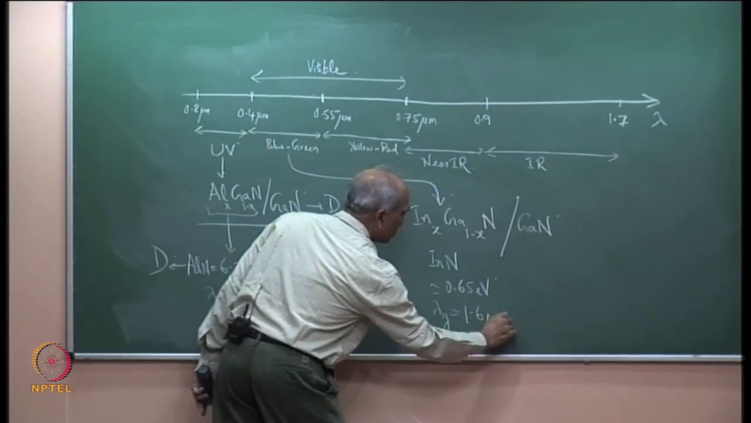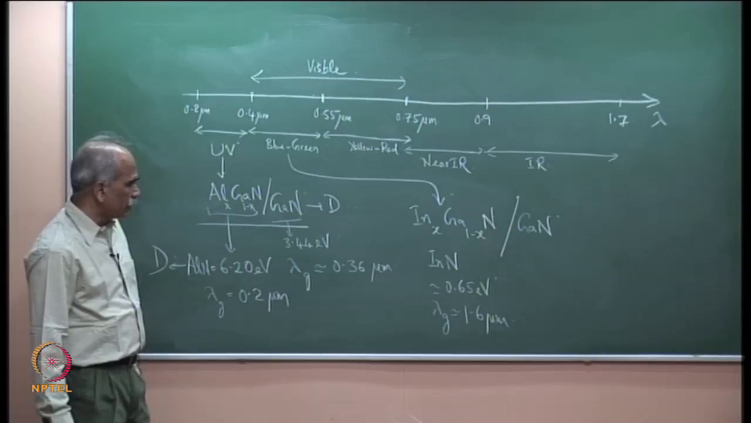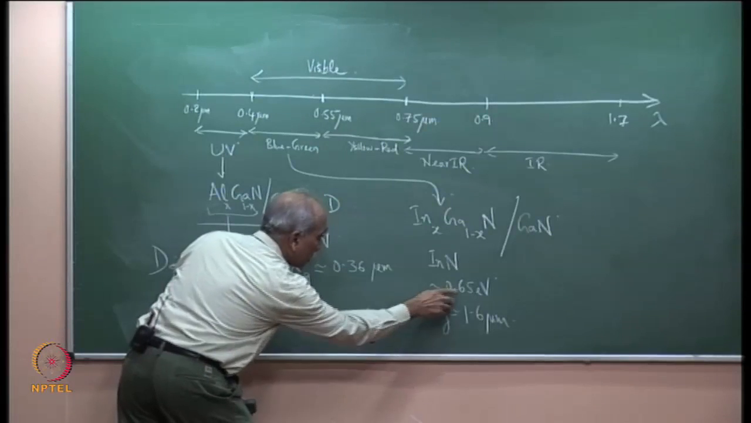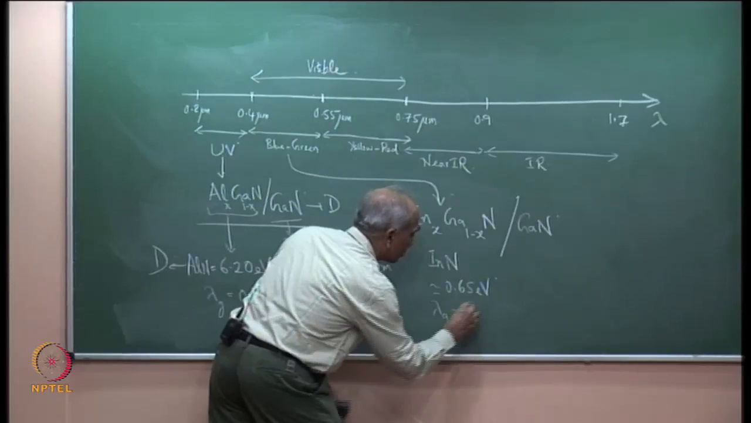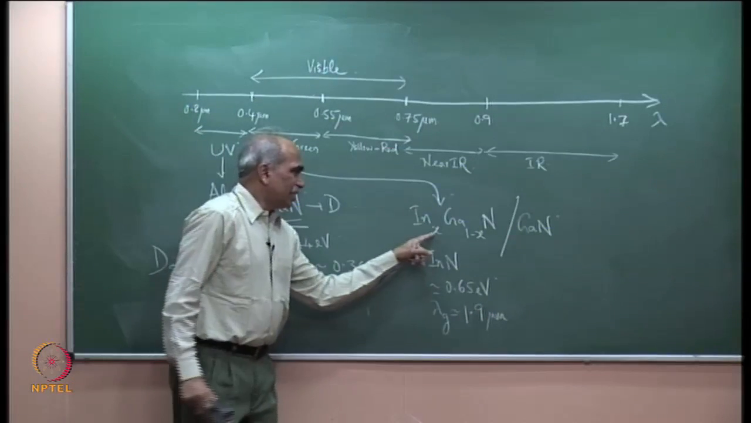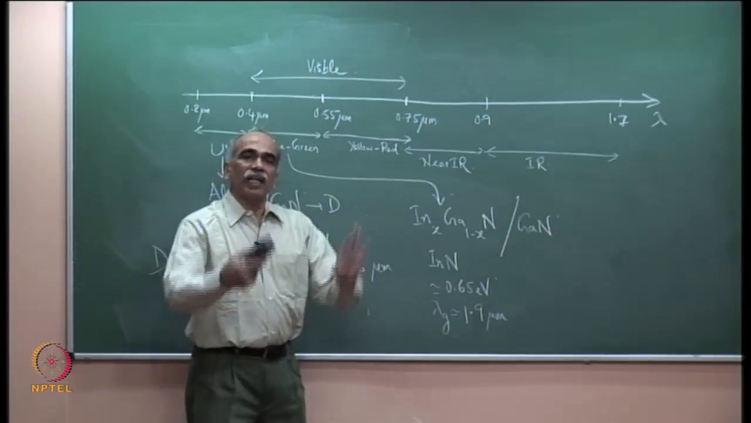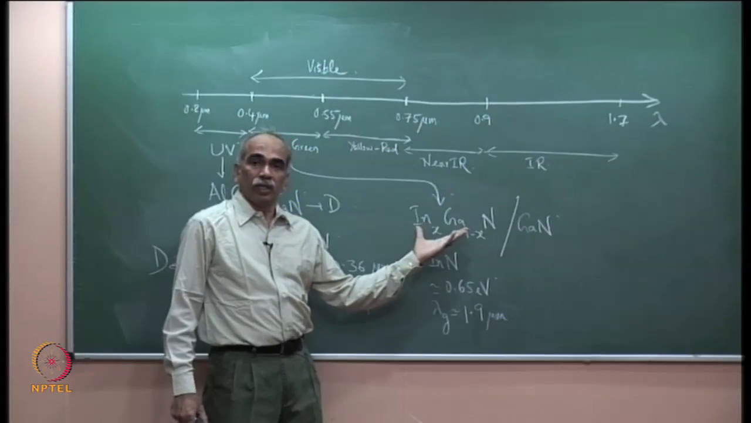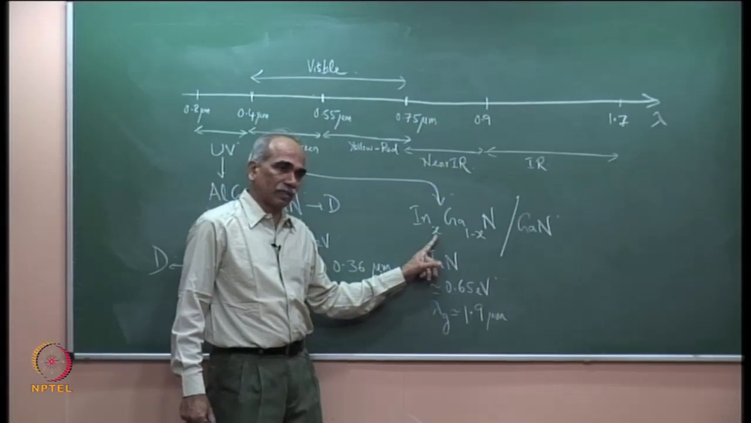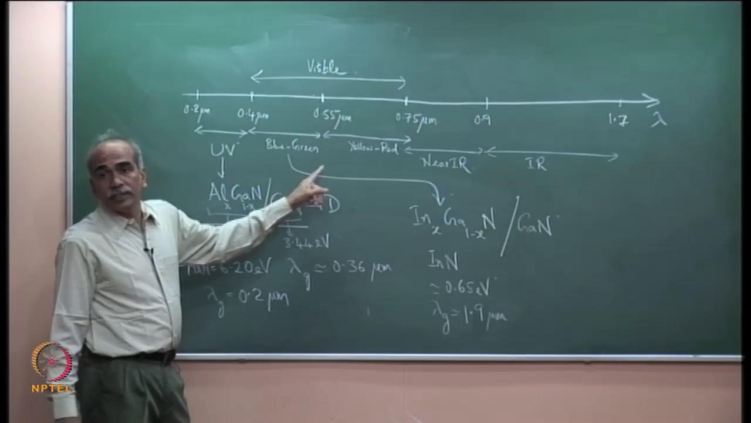Lambda g can go to approximately 1.9 micrometer, 1.24 divided by this. In principle, this can go up to 1.9 micrometer. But in practice, it is very difficult because as x becomes larger and larger, these are material aspects of fabrication, there are clusters formed, and therefore usually this material can be used for relatively small values of x. So, gallium nitride forms this blue-green region.